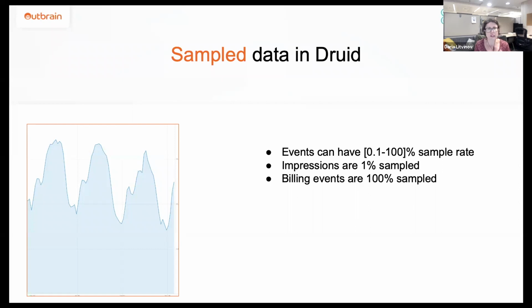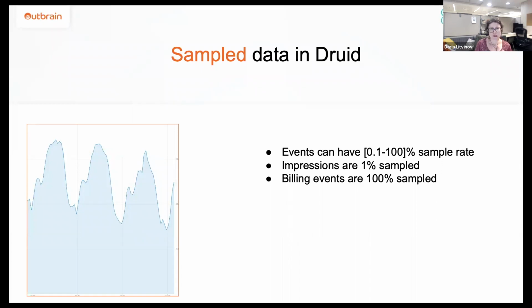In addition, we sample different streams with different sample rates. For example, impressions is a huge stream. We bring only 1% of them to Druid. But our billing events, like clicks, we don't sample them. We bring all of them to Druid. So we have sampled data in one place with different sample rates. It could be kind of a mess, right?